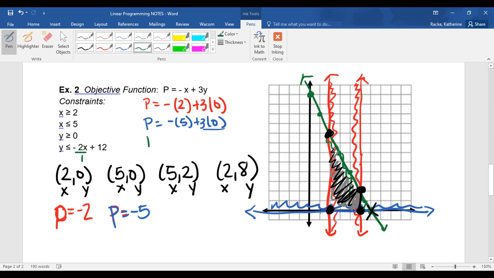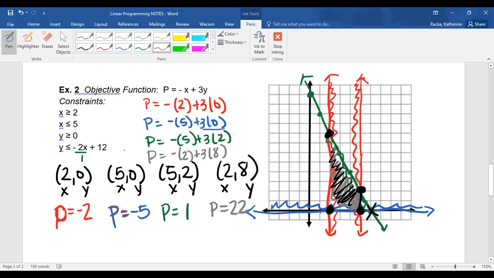Plugging in 5, 2. So it gives me negative 5 here, and then 3 times 2 is 6. 6 minus 5 is going to give me 1. And last one, 2, 8. So 3 times 8 is 24. 24 minus 2 gives me 22.